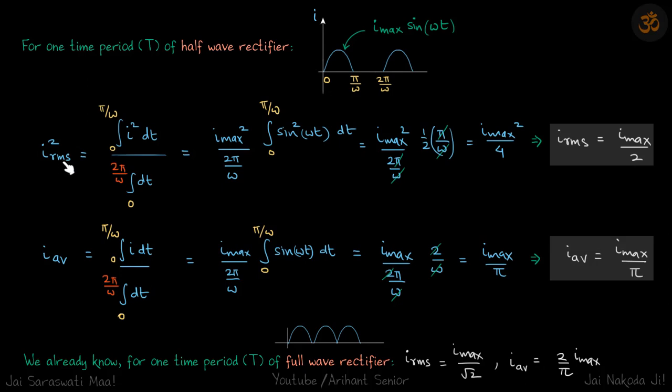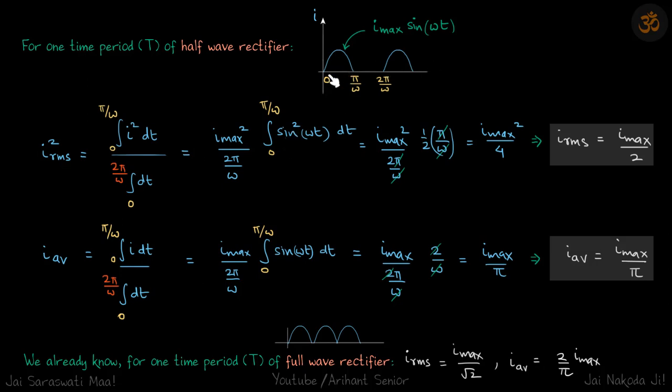So let's calculate that. We know I square RMS is given by integral of I square dt by integral of dt, and the limits of time are for one time period. Now this represents the area of the I square versus time graph, which you can see is valid only up to pi by omega. So the limits of time here are from 0 to pi by omega, because for the second half, the integral of I square dt will be 0. That's the numerator, and the denominator is the total time period, so that will be from 0 to 2 pi by omega dt.